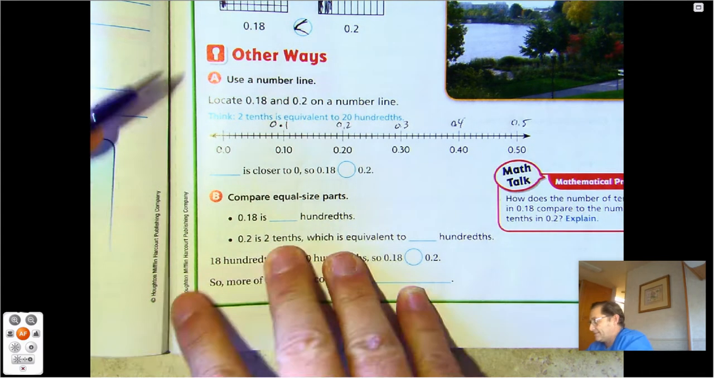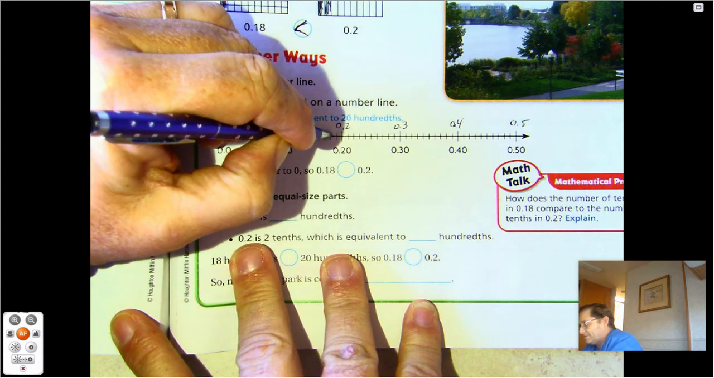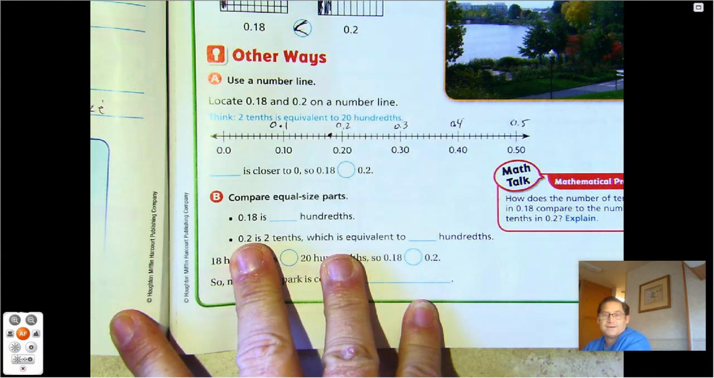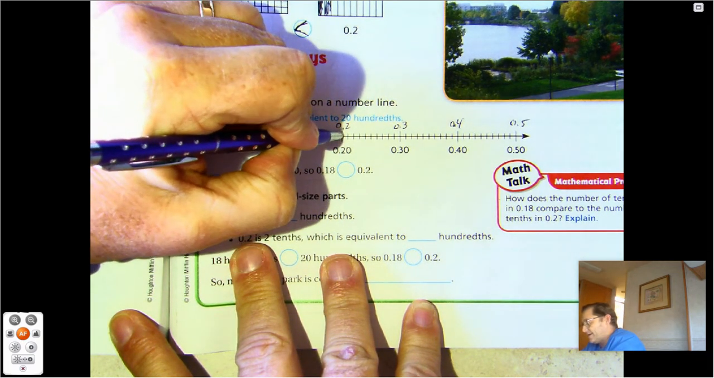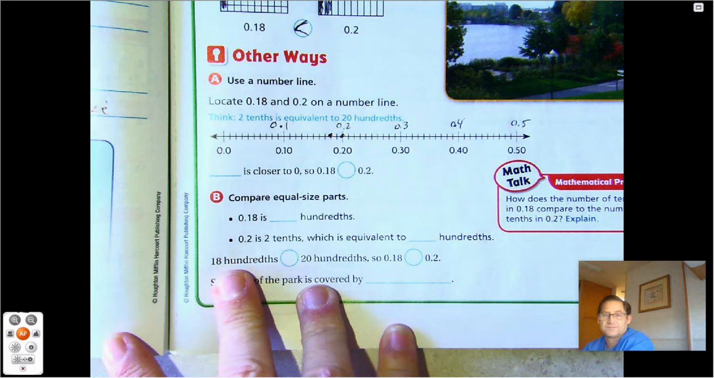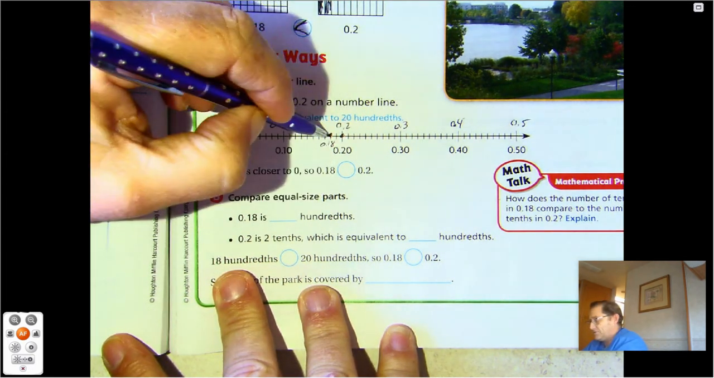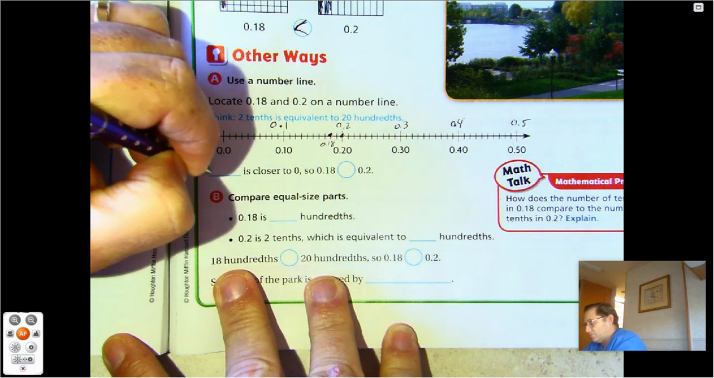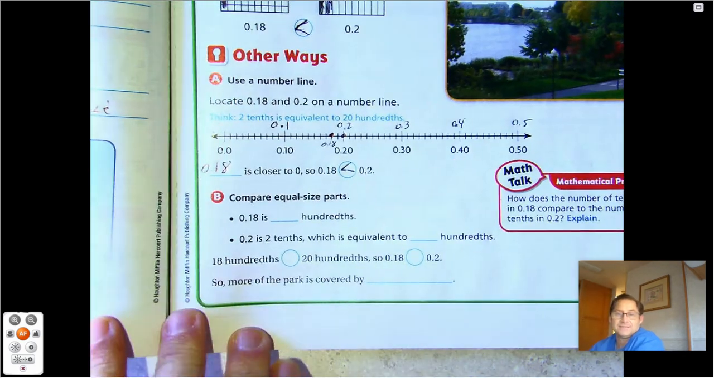Okay, so in this case, we have 18 hundredths. We'll go right there. And 2/10 would be at the 20 hundredths. So 18 hundredths is closer to 0. So 18 hundredths is less than 2/10.